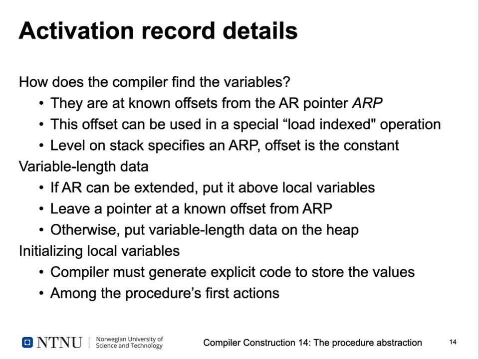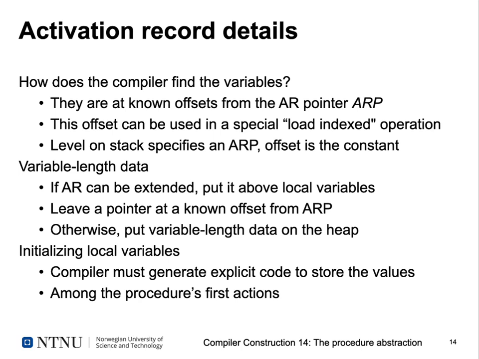And this offset is often used very efficiently because many processors have a special machine instruction, load indexed, that can load data from some pointer in a register, and you add a constant value, which is the offset of that variable, to that pointer, and you can do this in only one machine instruction. So this means accessing local variables can be very efficient here. The level on the stack specifies an activation record pointer, and the offset here is our constant.